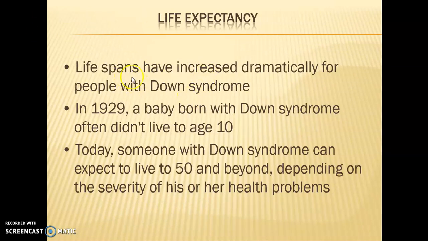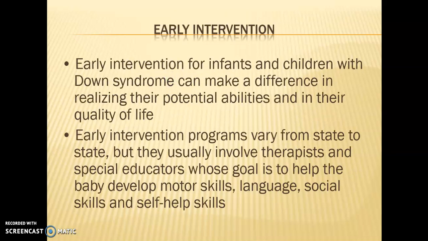Life expectancy. Lifespan has increased dramatically for people with Down syndrome. In 1929, a baby born with Down syndrome often didn't live to the age of 10 years. Today, someone with Down syndrome can expect to live to 50 or beyond, depending on the severity of his or her health problems. What are the early interventions?